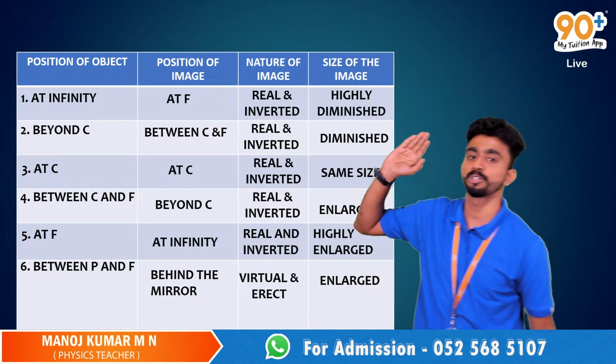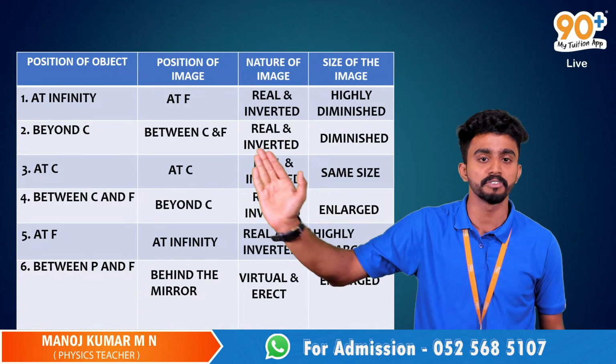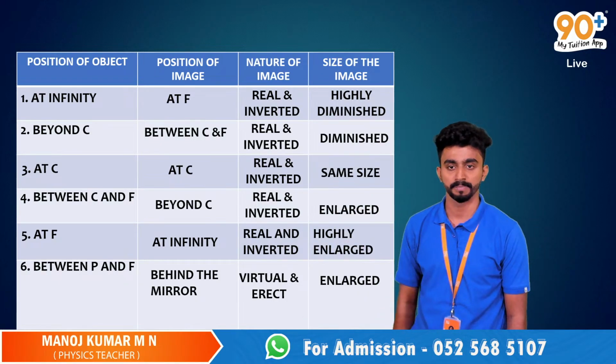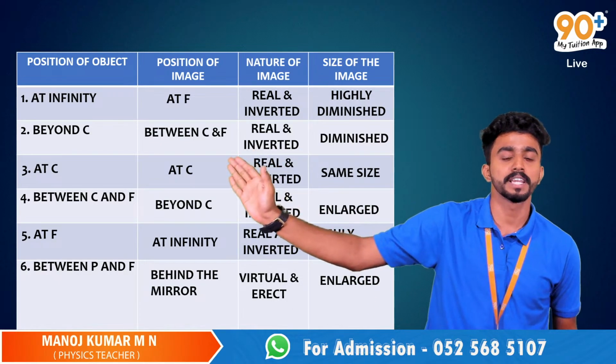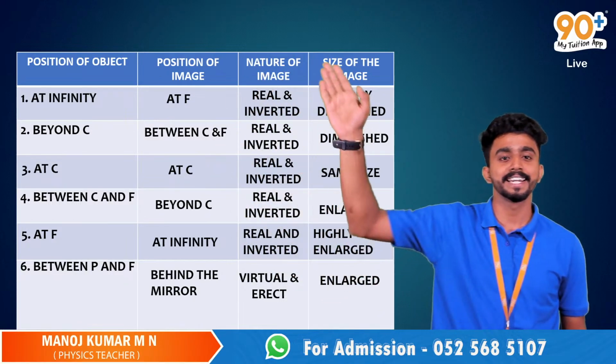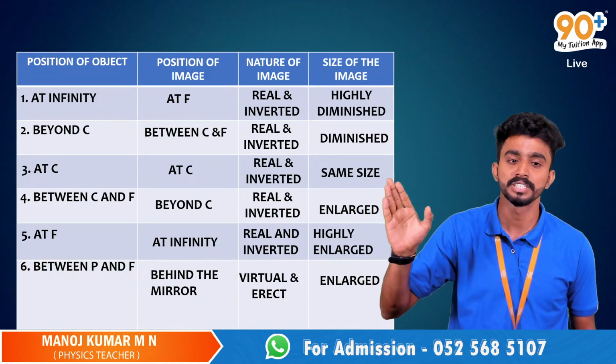And with respect to the position of the object beyond C, we'll get the position of the image between C and F, nature as real and inverted, and size of the image as diminished. And at C, if we're keeping the position of the object at C, we'll get the position of the image at C and nature of the image as real and inverted and size of the image as same size.